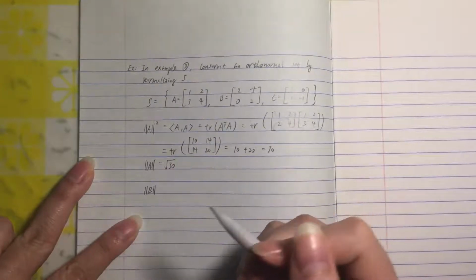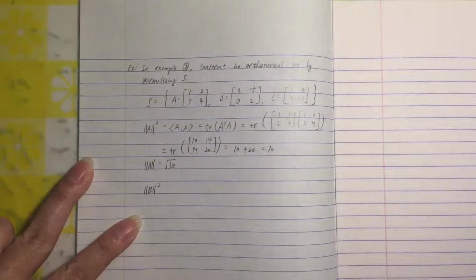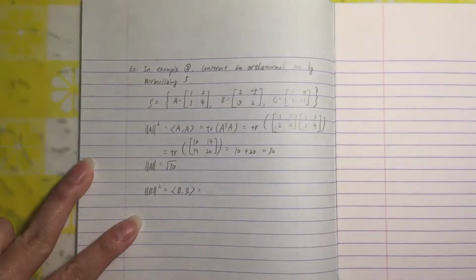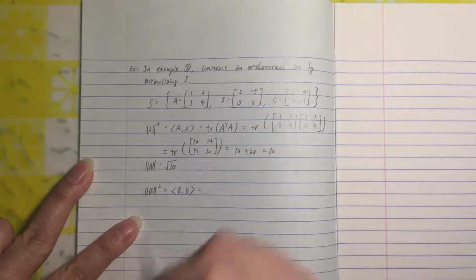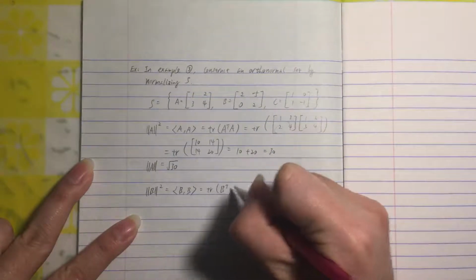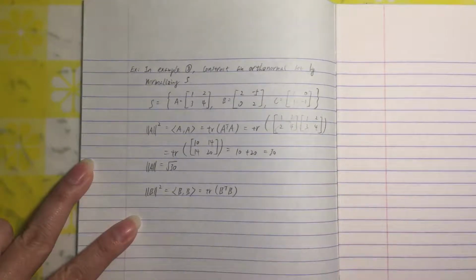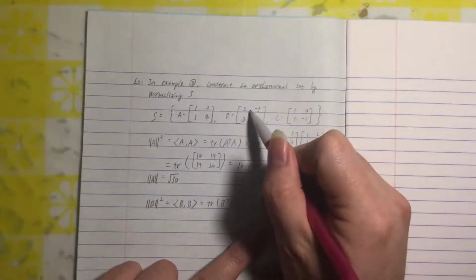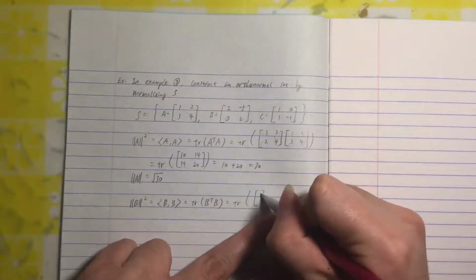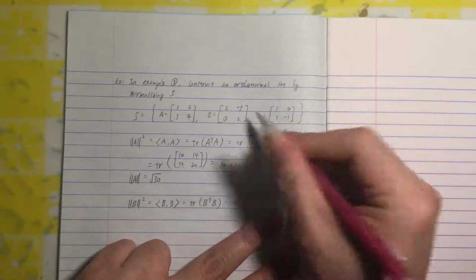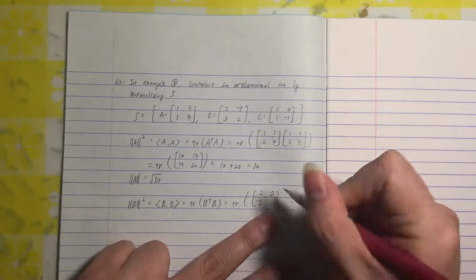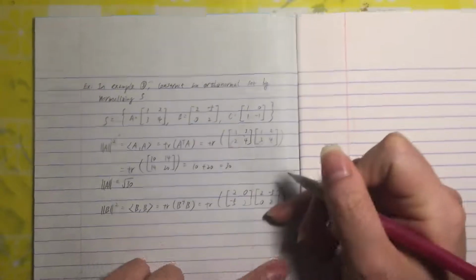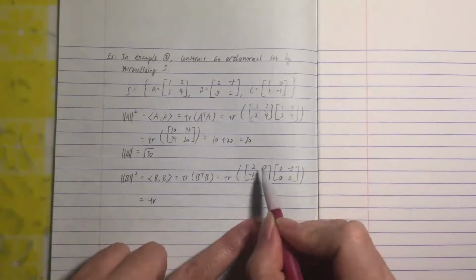Next, let's compute the norm of B. In order to find the norm of B, let's compute norm of B squared first. We know that norm of B squared is the inner product of B comma B. Since we are using the standard inner product in M22, that's the trace of B transpose times B. For B transpose, put rows in columns. So first column is 2, -5. Second column is 0, 2. That's B transpose. Matrix B is 2, -5, 0, 2. Then multiply, using row times column.